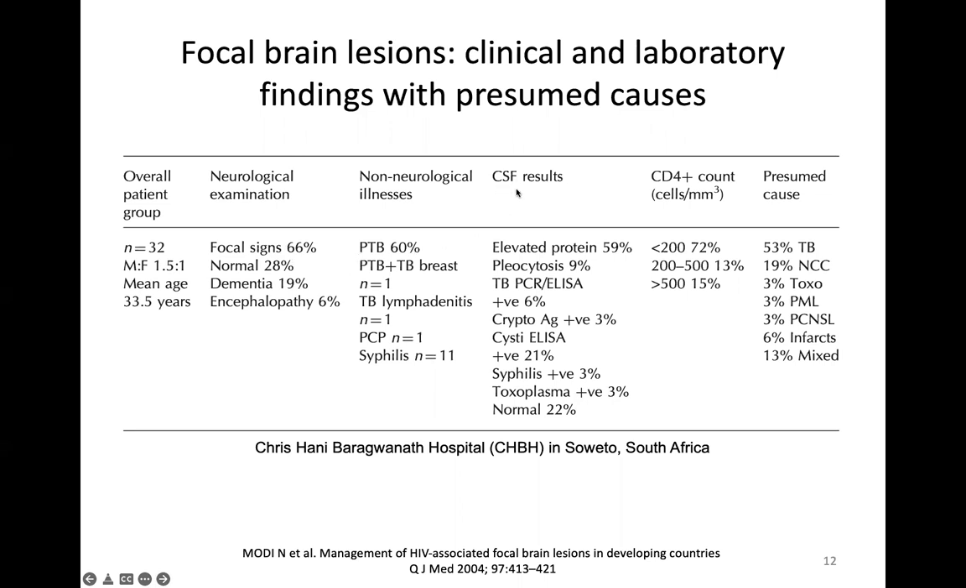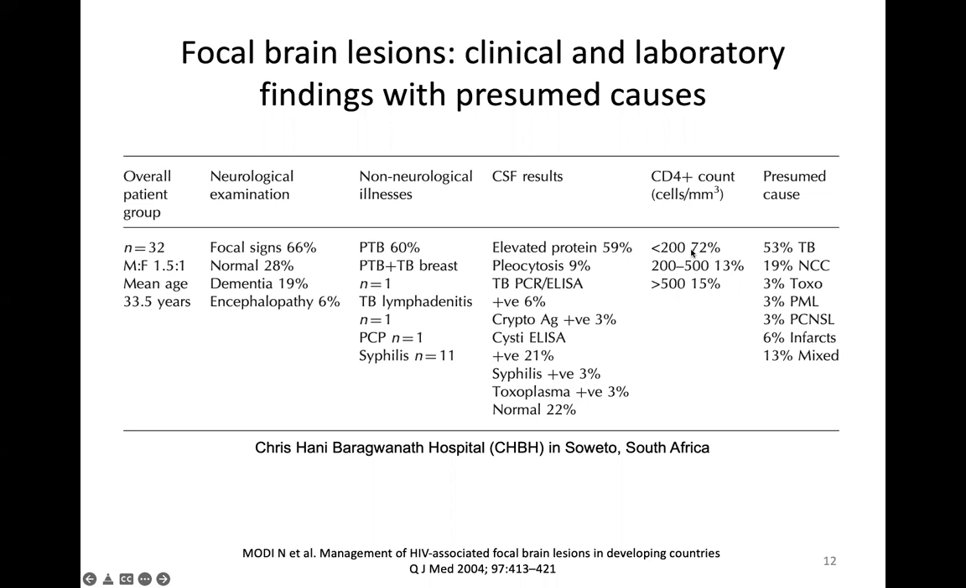When you look at your LP CSF results, the majority had a significantly high protein, raised white cells, and then 6% had TB, 3% had crypto. And you saw in the differential when I asked you what is likely, for some reason, no one thought crypto is a possibility. You should never forget crypto in a patient who's got a CD4 count less than 100, right? Quite important. And in toxoplasmosis, 3%.